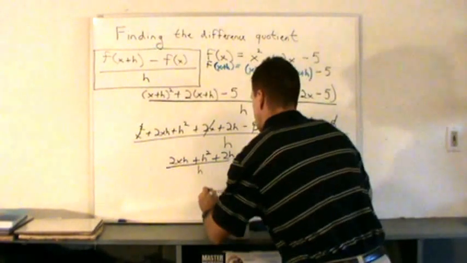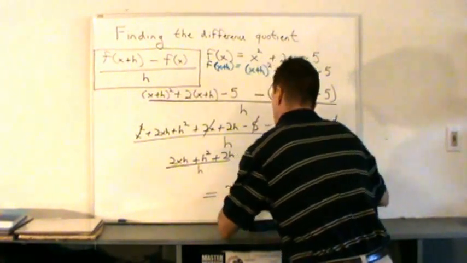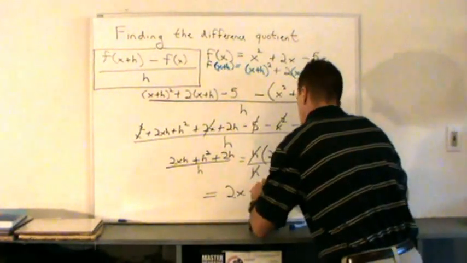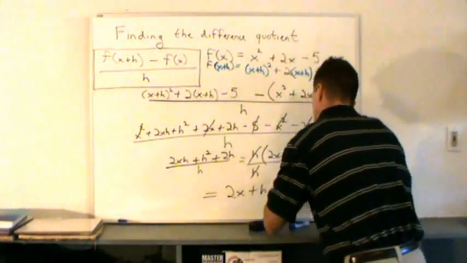Final answer. The difference quotient for this function, x squared plus 2x minus 5, is 2x plus h plus 2.